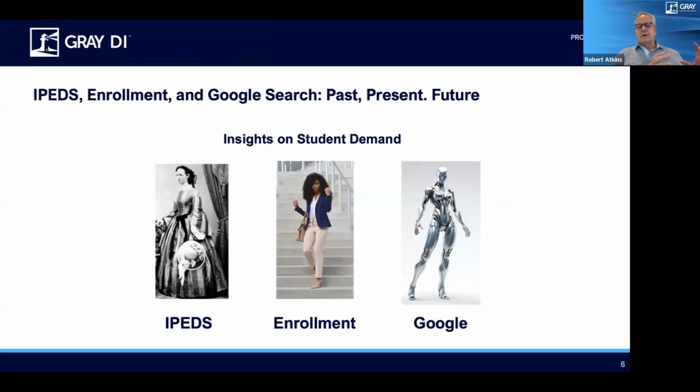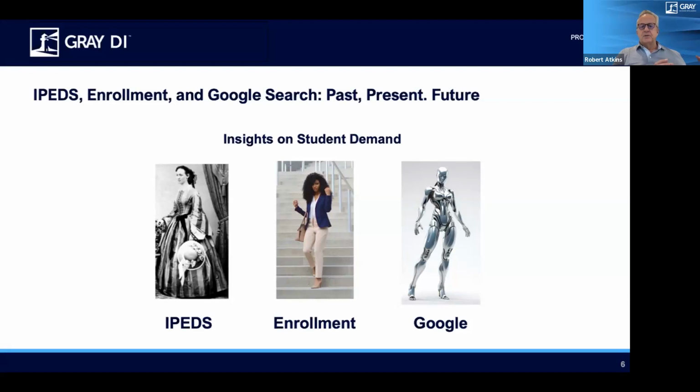It's a great system. It's got every program represented. It's a pretty good indicator of overall program size. But when it comes to trends, it's a bit of a problem. The most current IPEDS data is from 2022. We're about to load that up into our systems. It should be available for us in our December webinar. We'll spend some time on it.